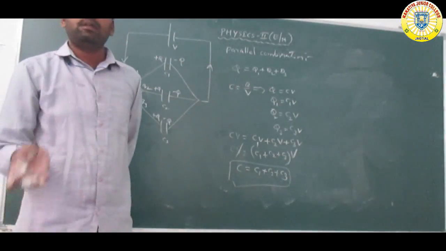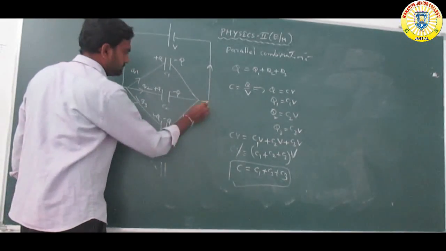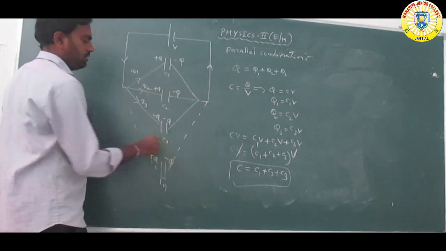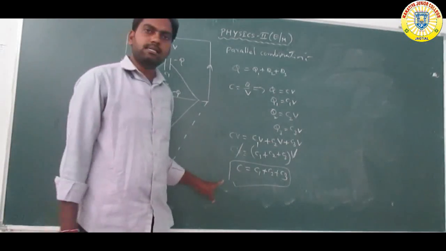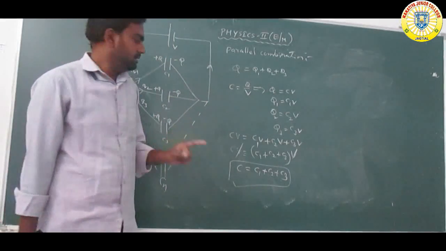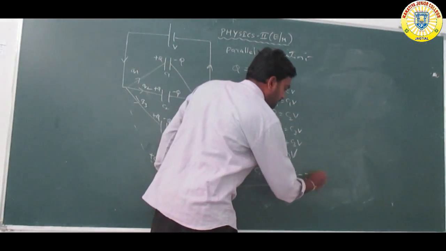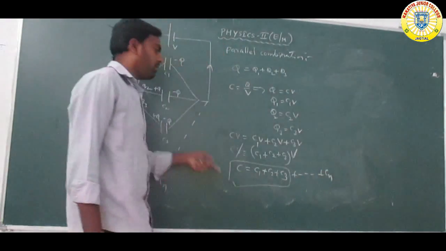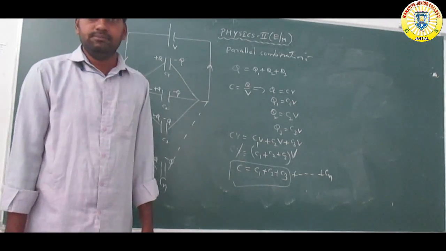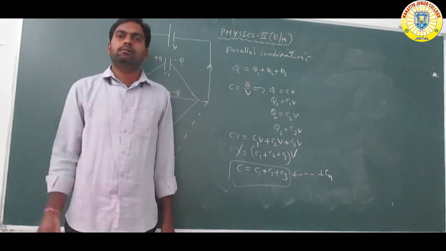Now, if a number of capacitors are connected, the effective or resultant capacitance we can write mathematically as C is equal to C1 plus C2 plus C3 etc. up to Cn. So this is called the resultant capacitance in a parallel combination. Got it? Okay. Now we will discuss another topic in the next class.